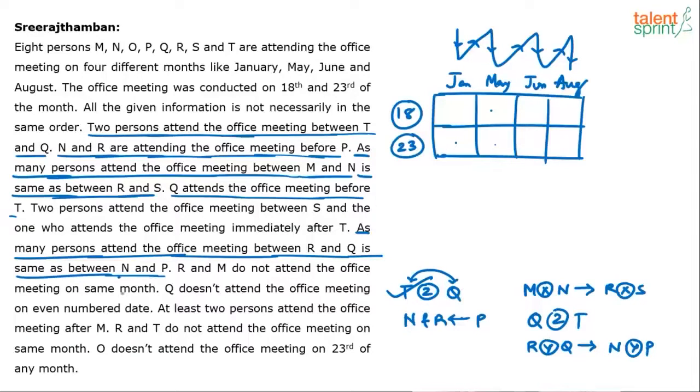R and M do not attend the office meeting on the same month. Again, interesting point. R and M cannot come in the same vertical line. Same month meaning same vertical line, same vertical slots. R and M cannot come in the vertical slot.